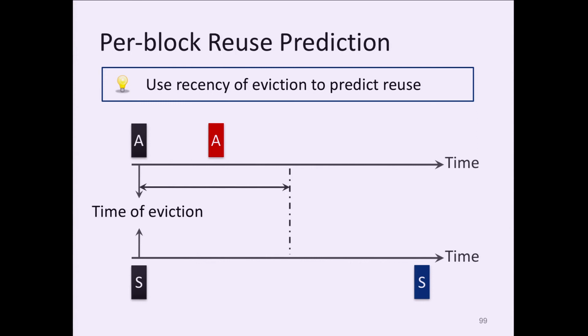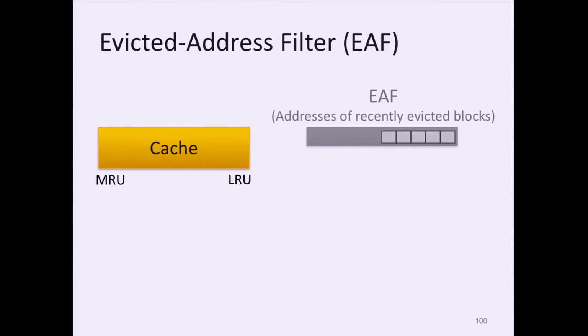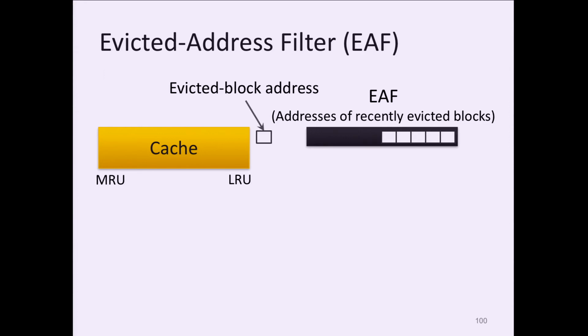Basically, look at the recency of eviction. When was the block evicted? And if it's accessed close enough to the time that it was evicted, we're going to insert it at high priority into the cache. That's the idea of the evicted-address filter. You have this cache. You have this evicted-address filter, which stores the addresses of recently evicted blocks. Whenever you evict a block address, you basically put it over there. How do you organize it?